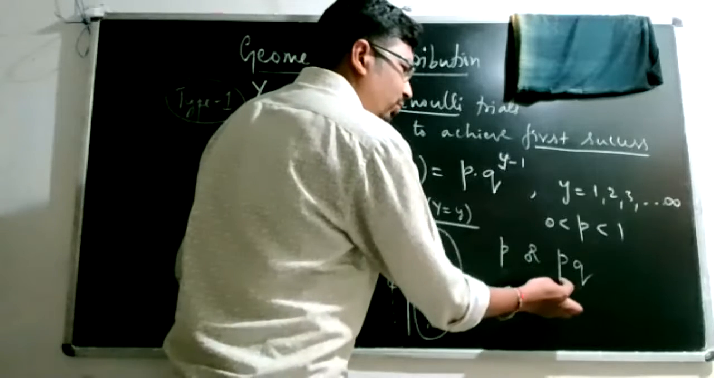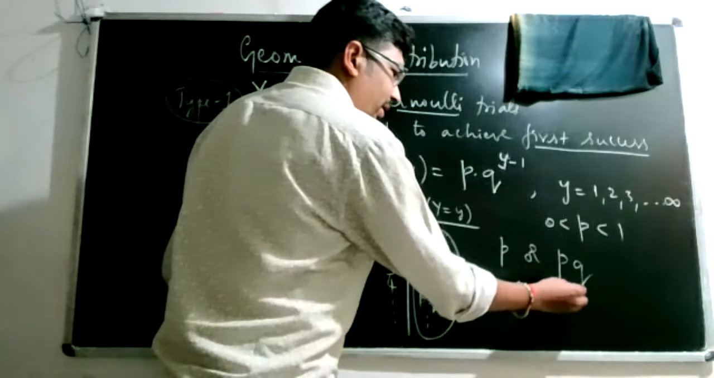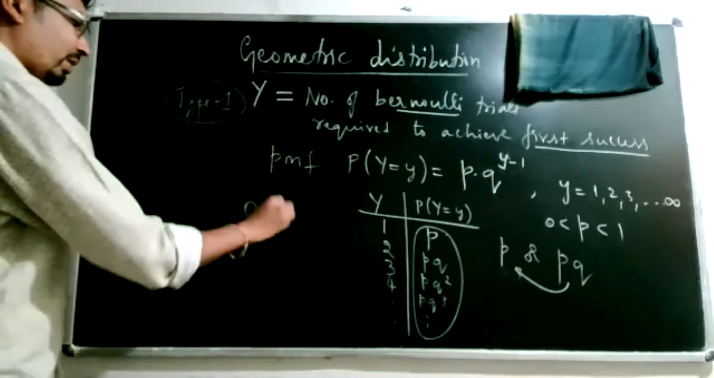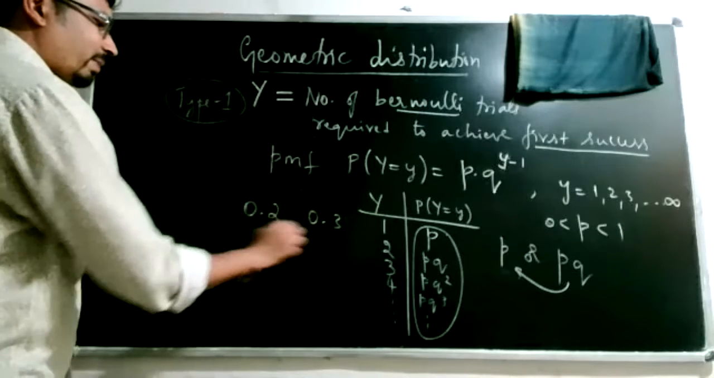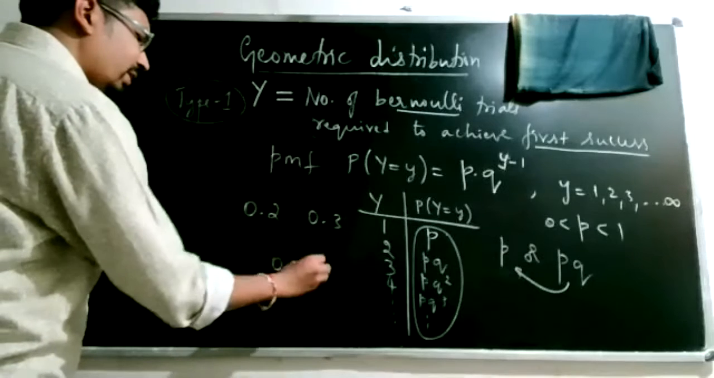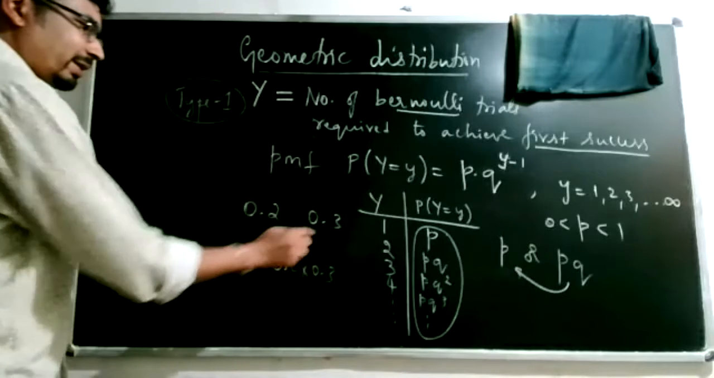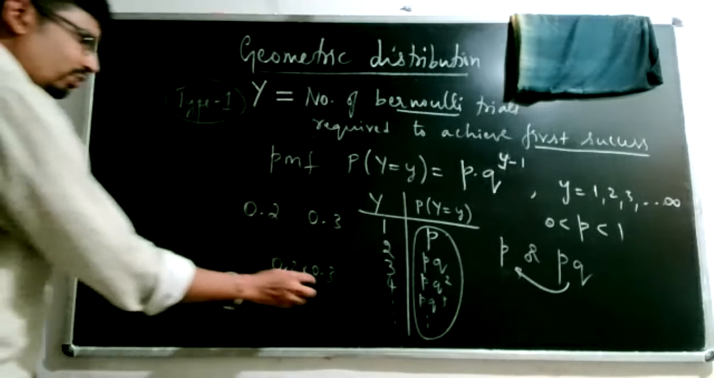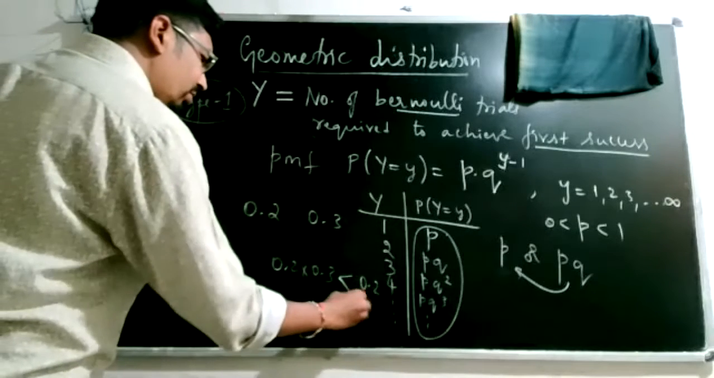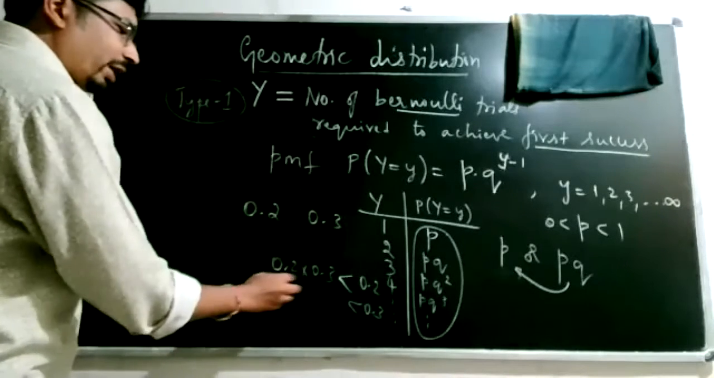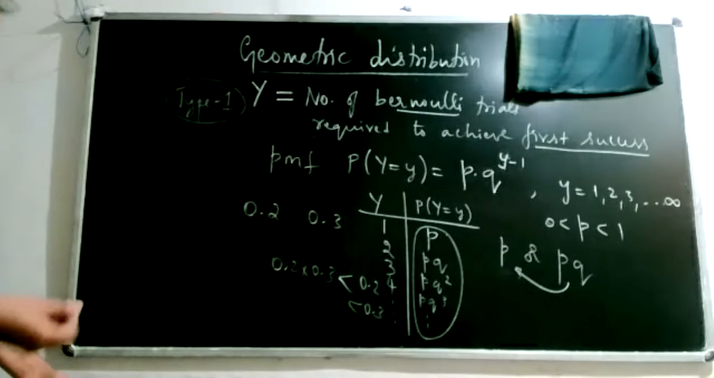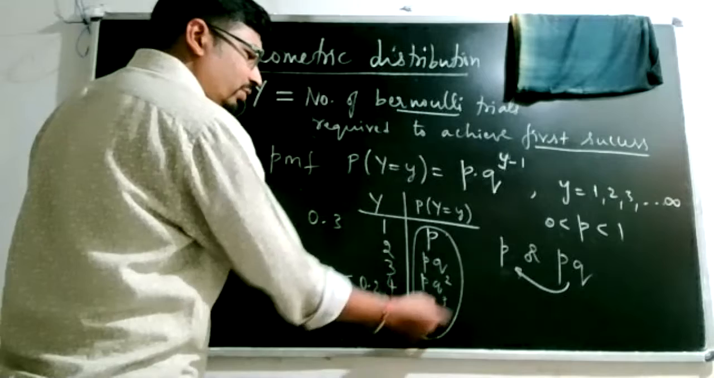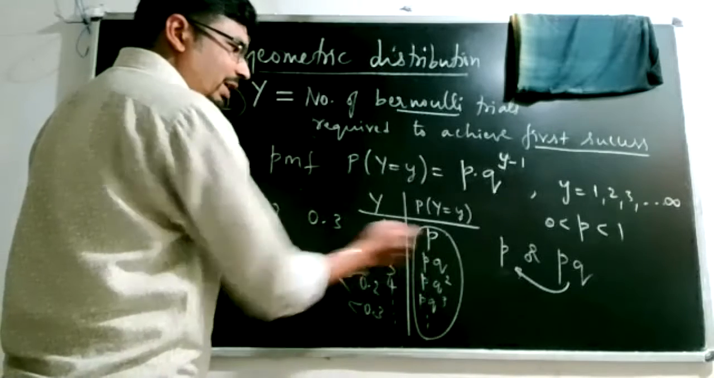If you multiply two numbers which are less than 1, is it greater than the number itself? Let me take say 0.2 and 0.3. If you multiply these two, will the answer be greater than this or less than this? It is always less than 0.2 and always less than 0.3. So the product of two decimal numbers is always lesser than the number. So your PQ, PQ square, PQ cube, all are numbers which are less than P.